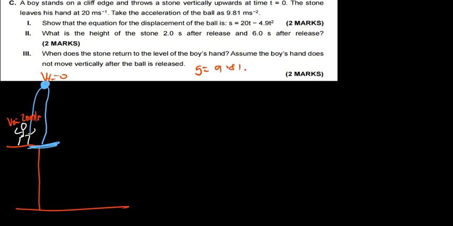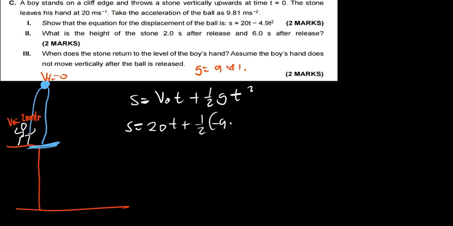Show that the equation for the displacement of the ball is that. So initially we know that when the ball is leaving, the formula which is going to work, the displacement is equal to the v initial times t, plus half gt squared. But since it is going against the gravity, g is going to be negative. So it will be s is equal to the initial velocity, 20, times t plus half, this is going to be negative 9.8 times t squared.